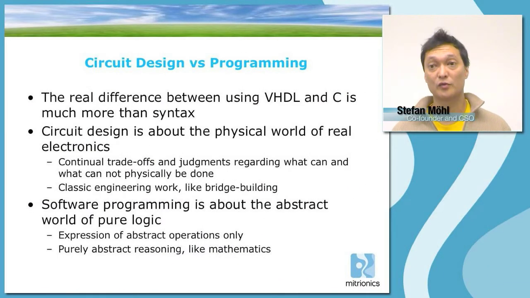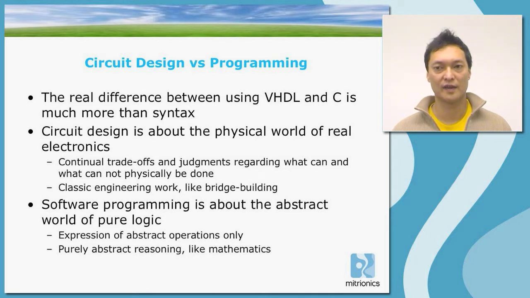The real difference between circuit design and software programming is much more than just the syntactic difference between, for example, VHDL and C. Circuit design is about the physical world of real electronics. That means that when you design the circuit, you do continual trade-offs and judgments regarding what can and cannot physically be done. This is classical engineering work, just like bridge building.